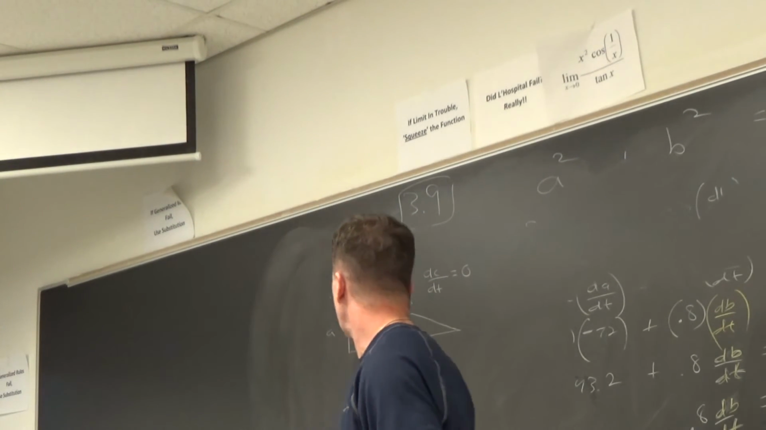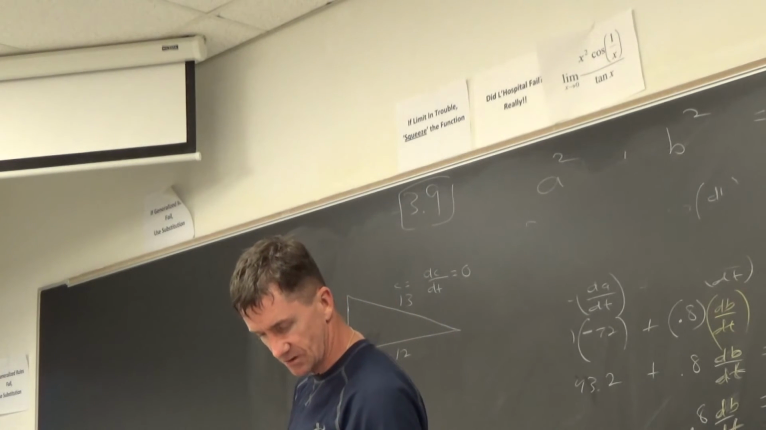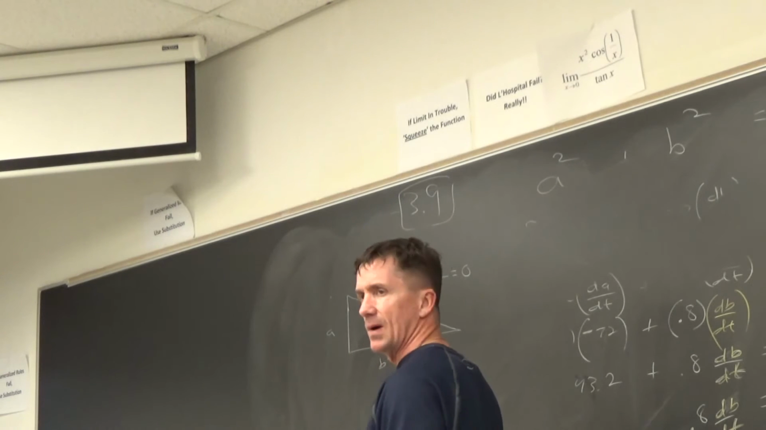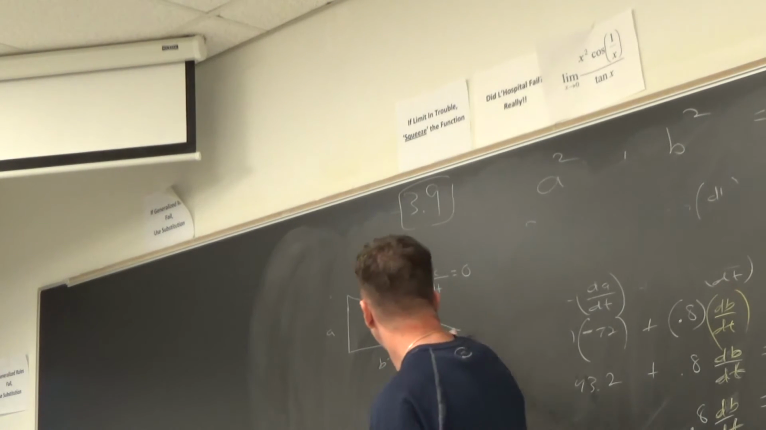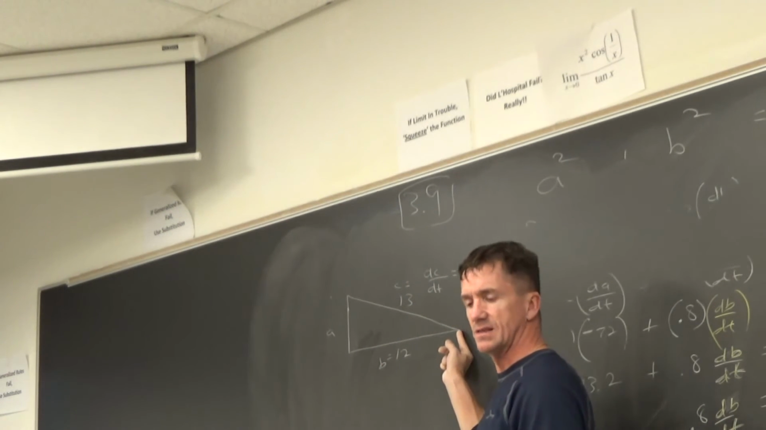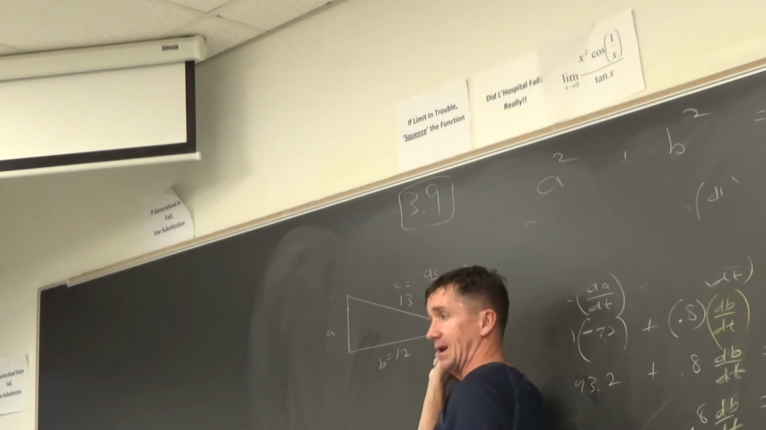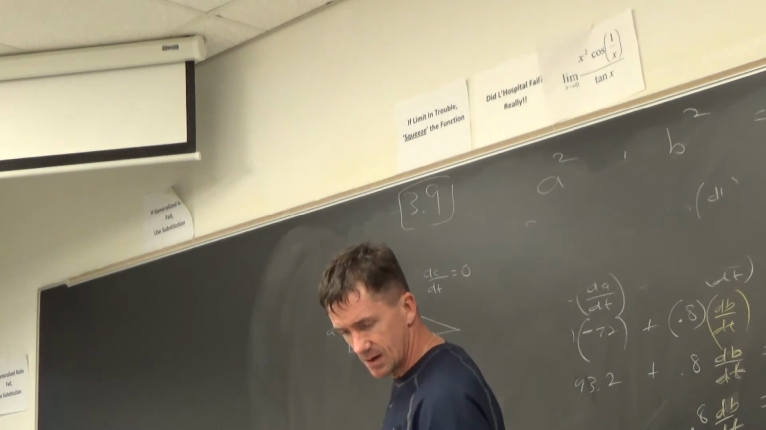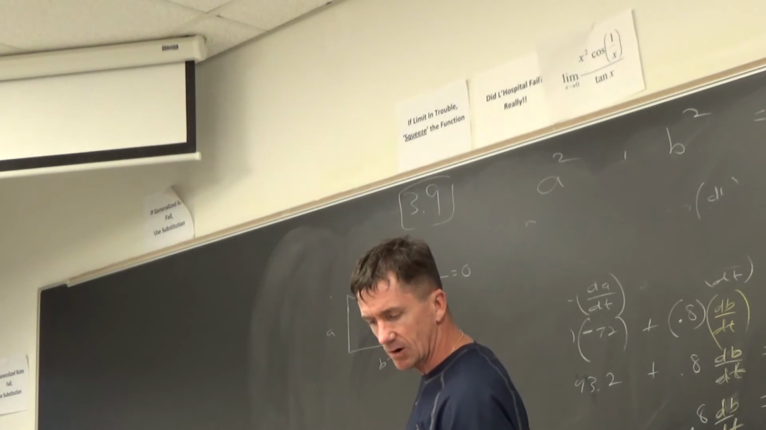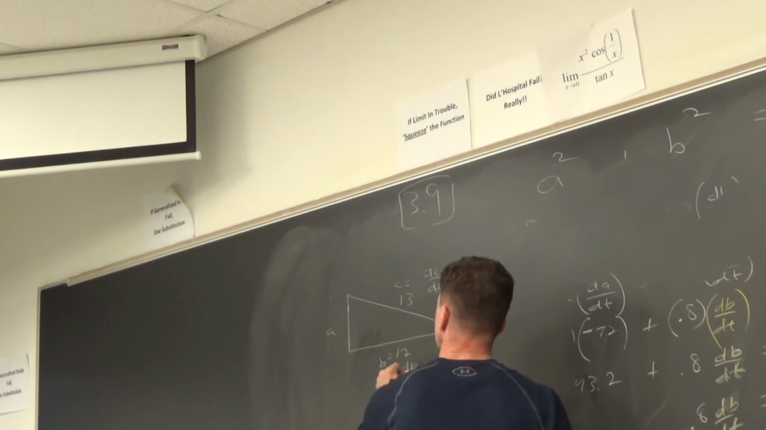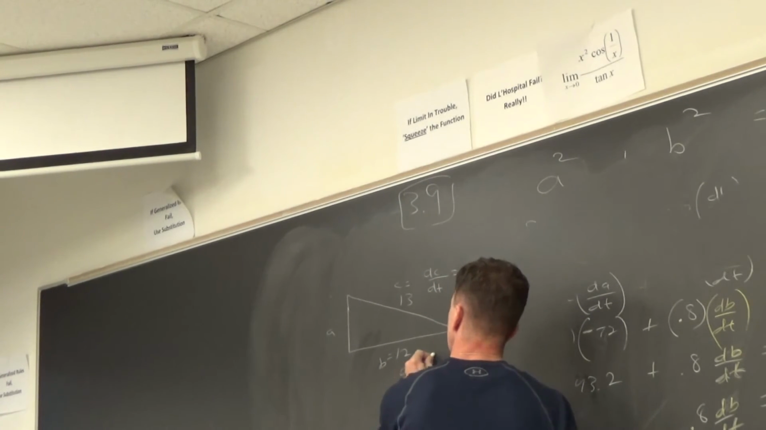Now, did they give us any other rates? What was this 2 feet? They said the bottom of the ladder slides away. So there's the bottom of the ladder, and they're talking about this length here. They said it's going away from the wall at a rate of 2 feet per second. So that's B, and dB/dt is positive 2 feet per second.